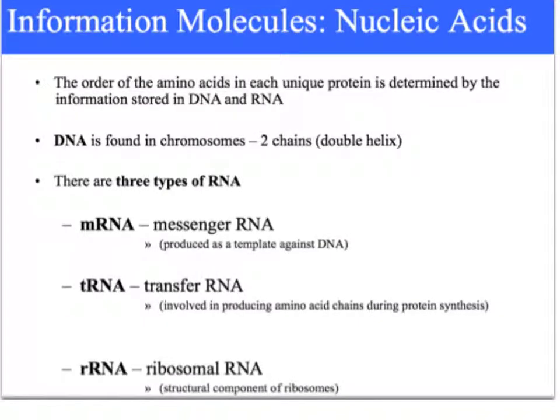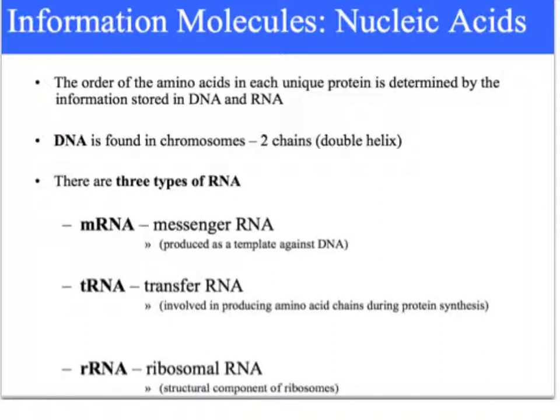Okay, so our information molecules, or our nucleic acids. The order of the amino acids in each unique protein is determined by the information stored in DNA and RNA. So what is the difference between DNA and RNA? DNA is double-stranded. DNA has a deoxyribose sugar. RNA just has a ribose sugar. DNA has the base thymine, RNA has the base uracil. So again, when you see DNA and RNA, study techniques: go through what do I already know, so that way you're constantly revising what you have learnt.